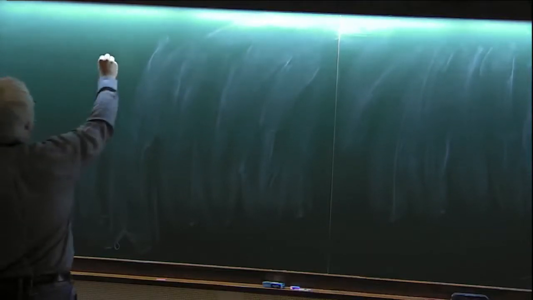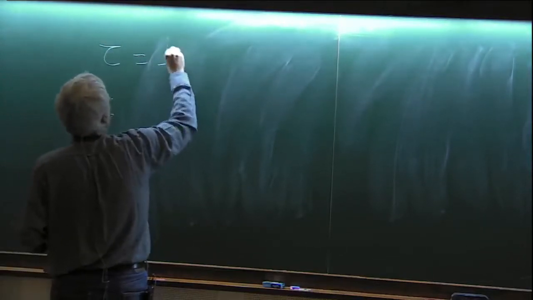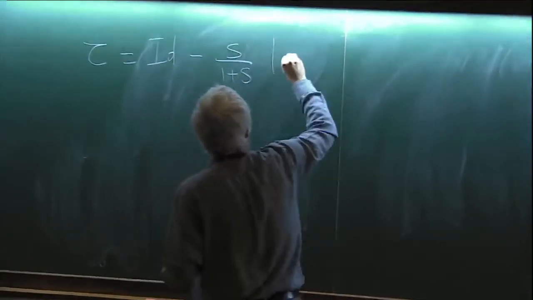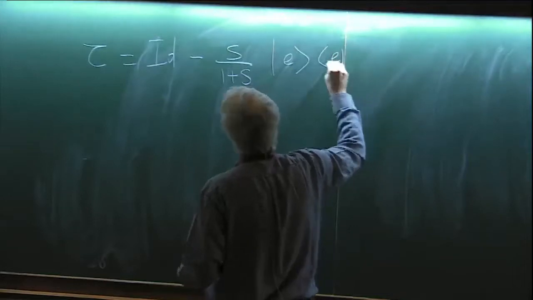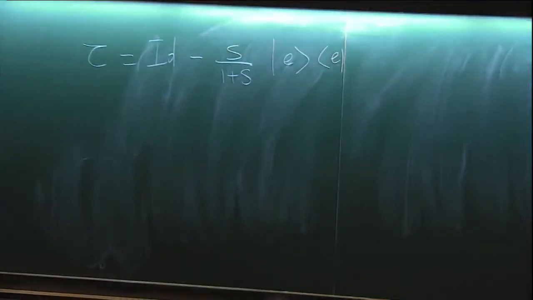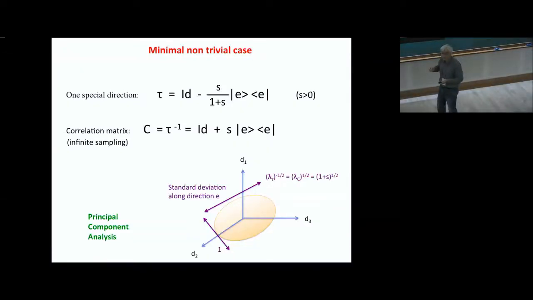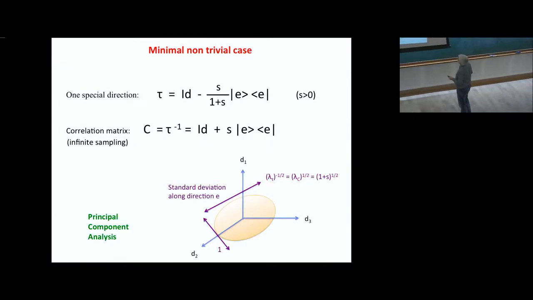So remember, tau was the identity matrix minus S over 1 plus S, E, E. By the way, the fact that S is positive means that the width here is larger than 1. If S was negative, it would be smaller than 1, which is still an interesting information. This is not what PCA does. Usually PCA looks at the large variances, but smaller than what you would expect if they were independent would be interesting too.